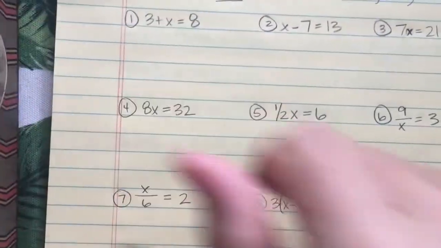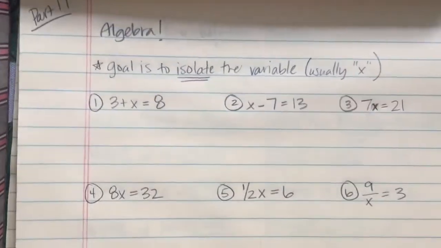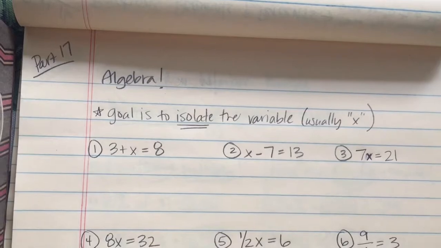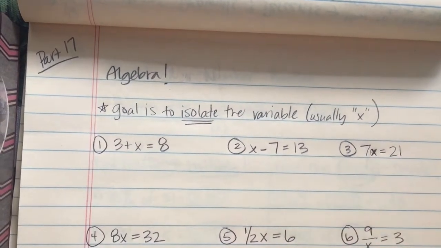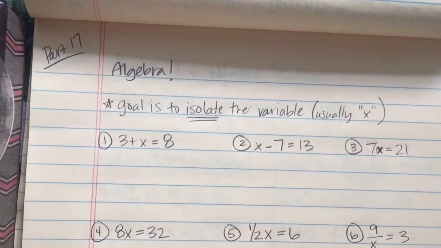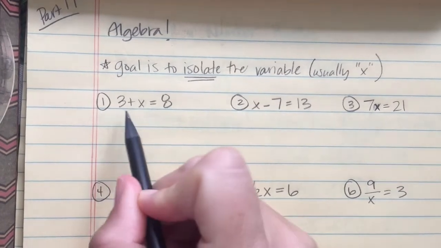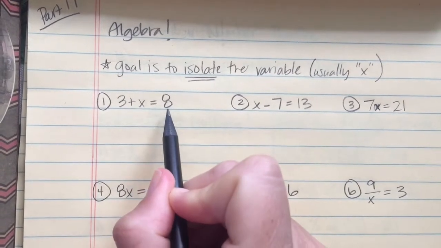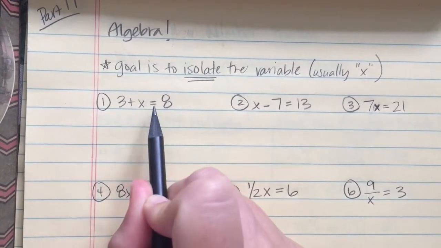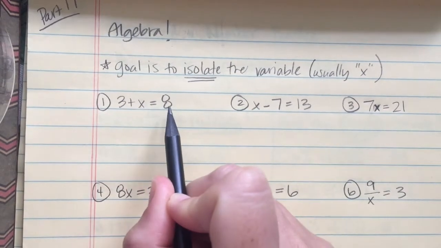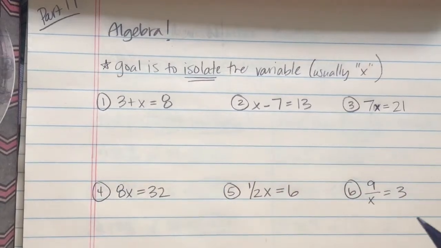Really, we're not going to get super complicated with algebra. It's just some basic principles that we want to review real quick. So with algebra, the goal is to isolate the variable, usually x, but it can be n or y or whatever. When you have an equation like 3 plus x equals 8, the goal is to get x on one side of the equal sign, and then to get all the numbers on the other side. So to do that, we're going to be moving stuff around.